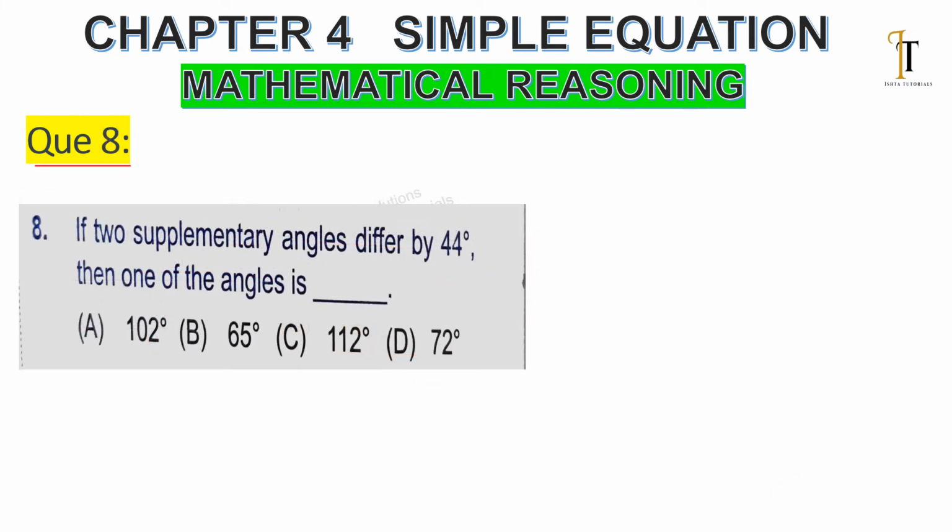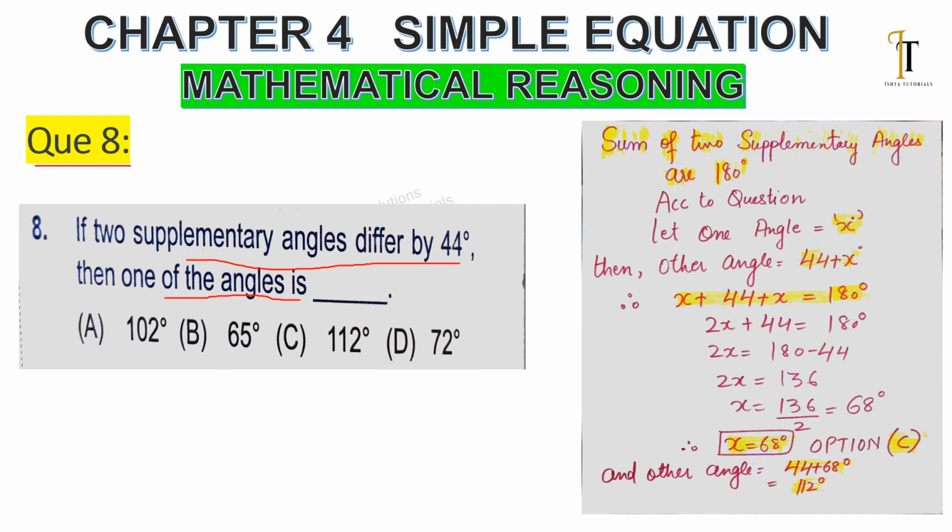Question number 8. If two supplementary angles differ by 44 degrees, then one of the angles is, so options are given here. So students, you must know that the sum of two supplementary angles is always 180 degrees. Now according to the question, if one angle is x, then the other angle must be 44 plus x degrees. Now according to the definition of supplementary angles, x plus 44 plus x is equal to 180. On solving for x, we got x is equal to 68 degrees. But you need to find the other angle as well. So that is 44 plus 68 degrees is equal to 112 degrees. That is option C.